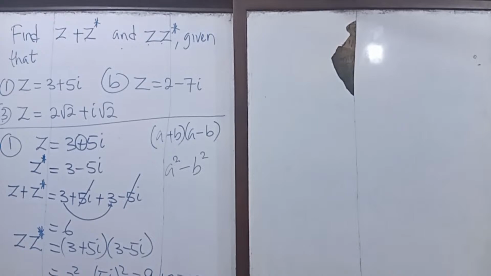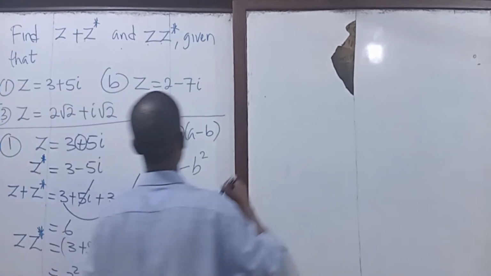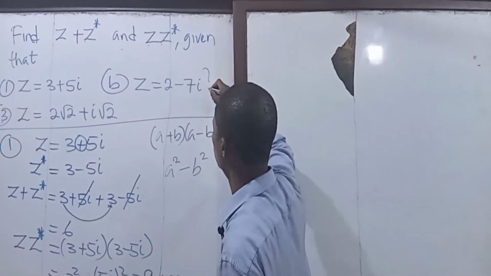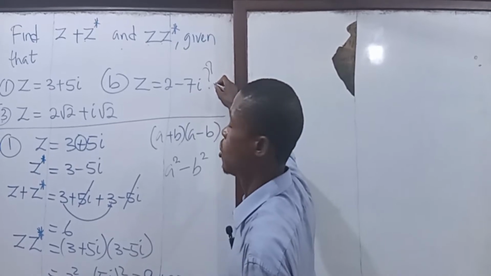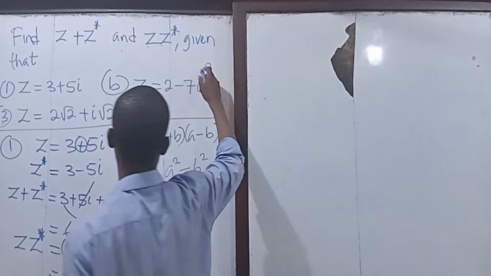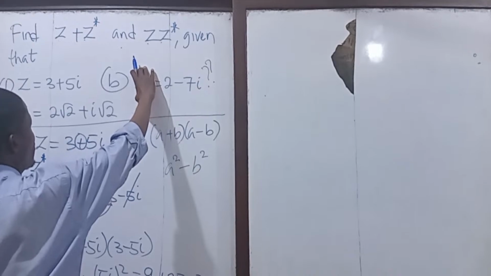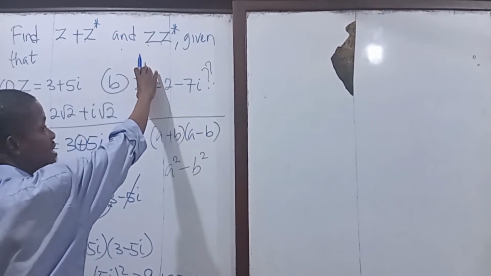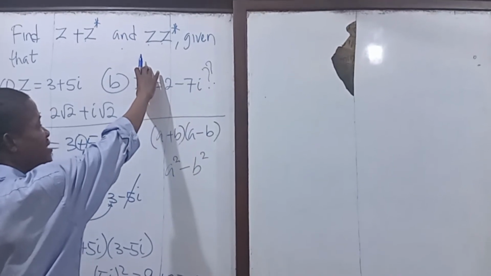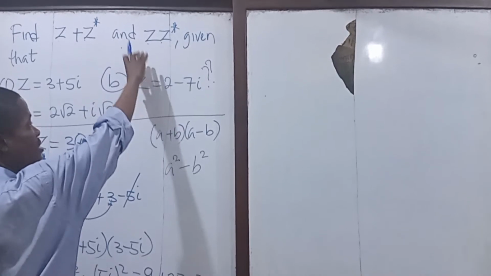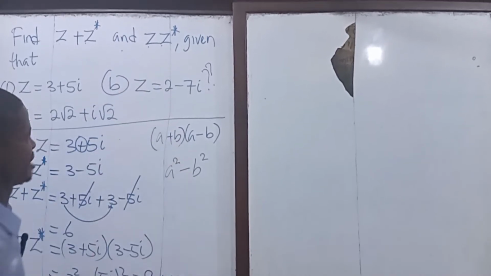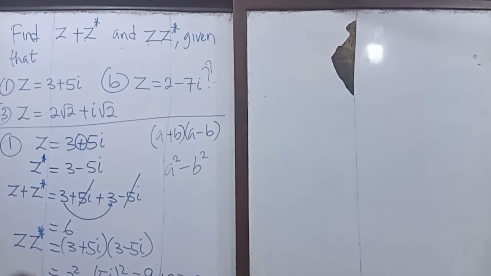Let's do the B part. I'm going to leave the B part for you. Let's see your answer in the comment section to do the addition with its conjugates and to do the multiplication with its conjugates. So I'll go to the third part.